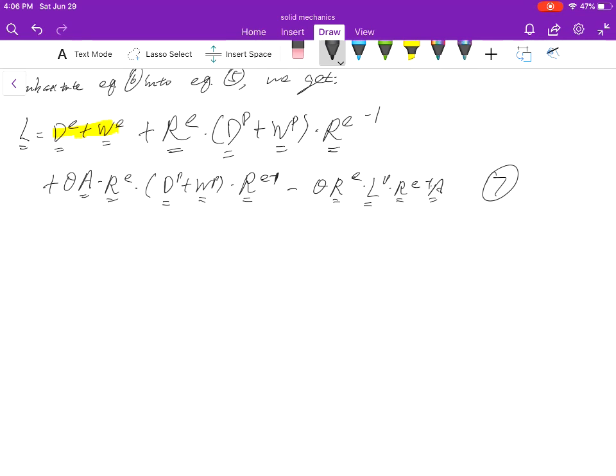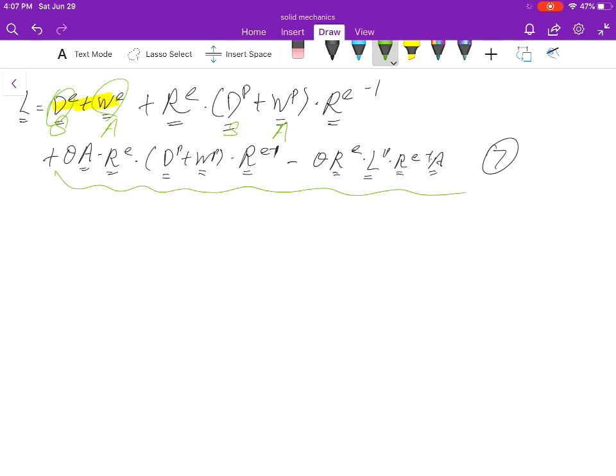And now let's pay attention to this. Which part of this belongs to the symmetric part, and which belongs to the antisymmetric part? As we see here, this must be the symmetric part, DE, right? This one, of course. And this is the antisymmetric part. This is the symmetric part. This is the antisymmetric part. But for this term and this term, it's a little tricky.